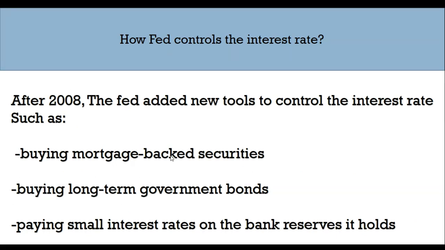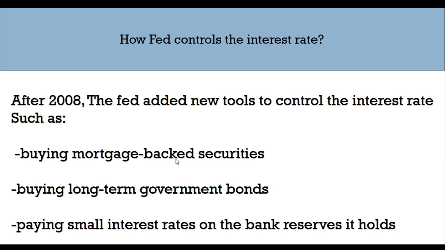Okay, so we talked about before what the Fed used to do before 2008. Now we will add new tools which came after 2008 to control the interest rate, such as buying mortgage-backed securities, which are MBS. It is like an investment, it's like bonds, okay, but it's different.